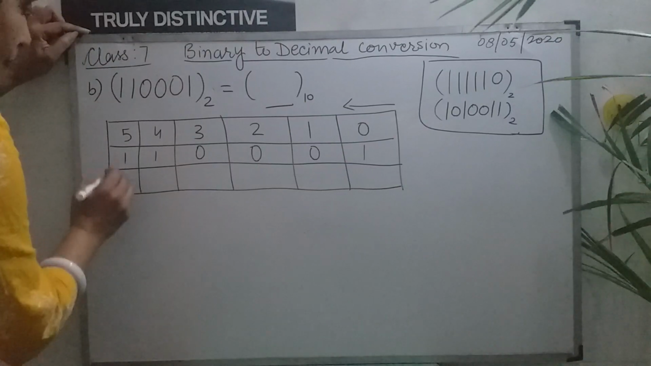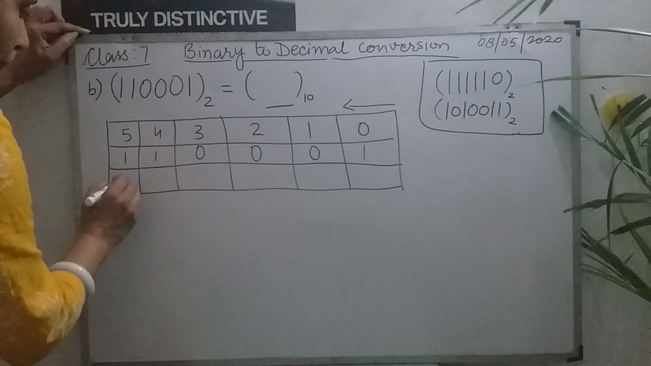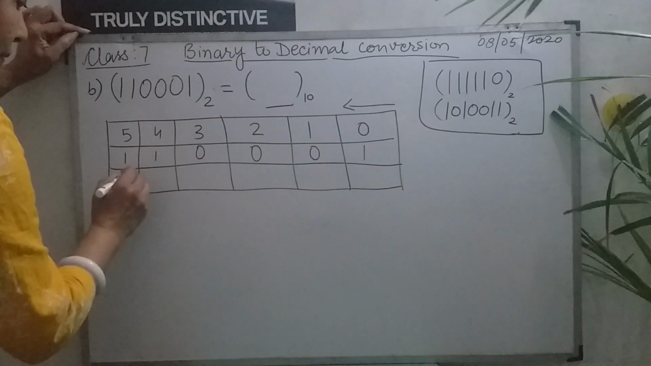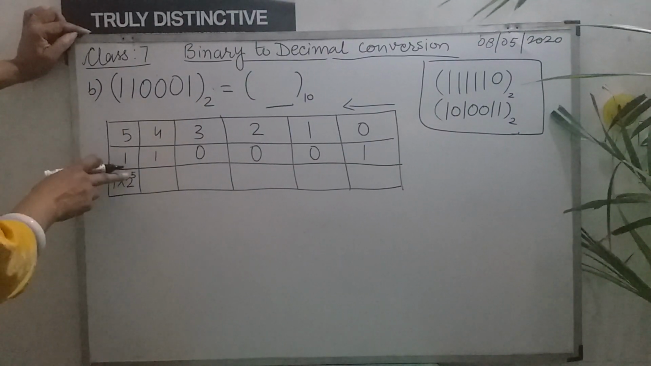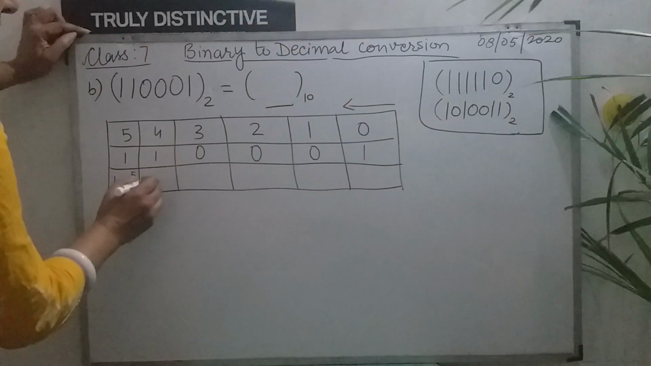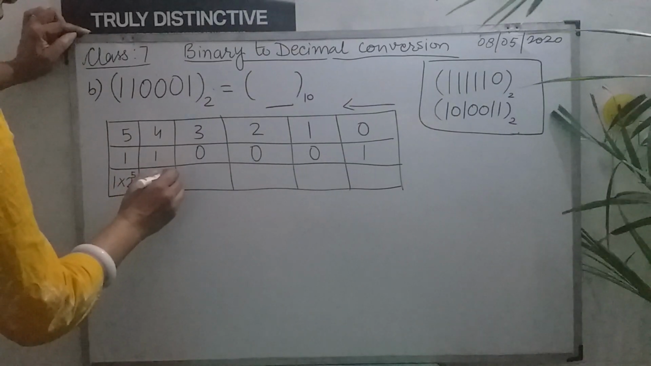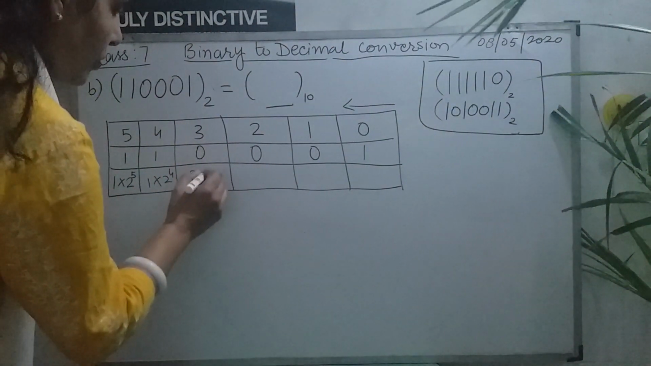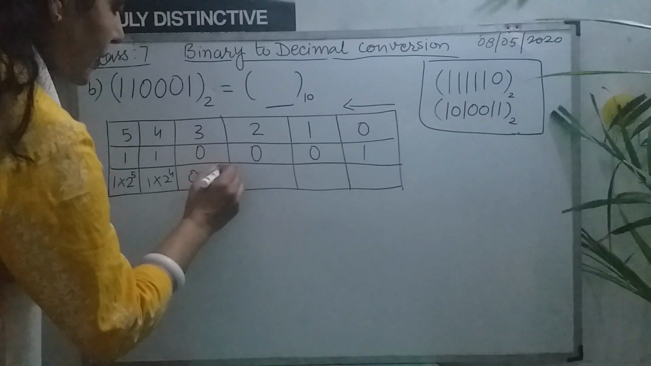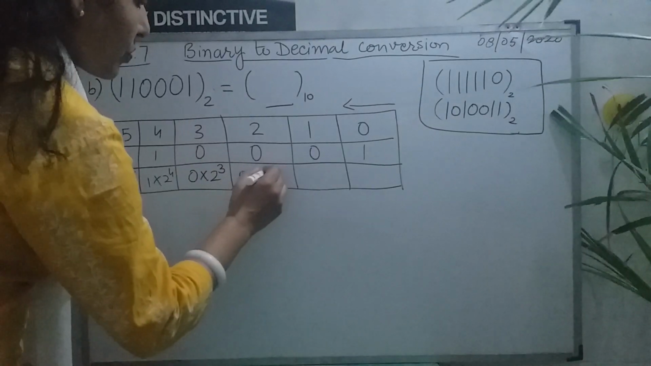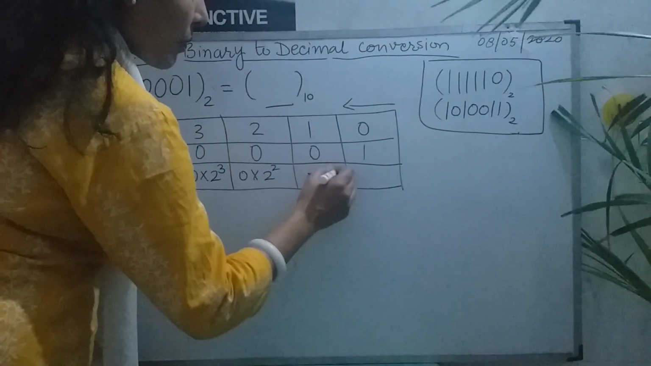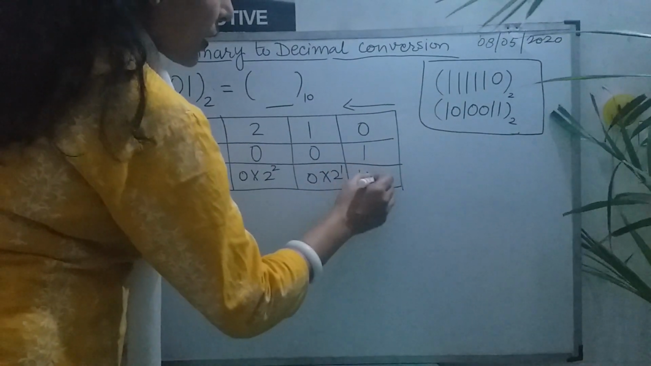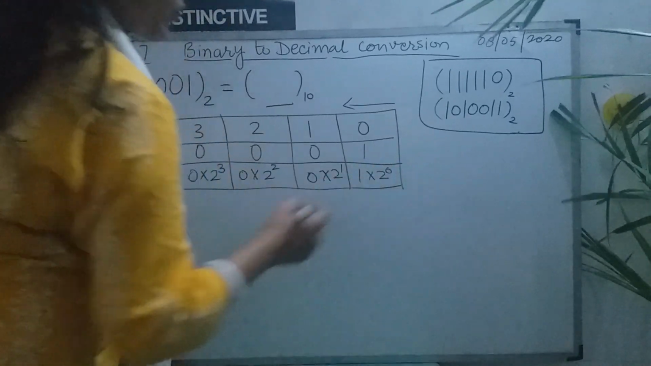Now we note down the number, multiply it by 2, and the power will be the column value. Whatever the value in the column numbering, that will be put as the power. 1 into 2 power 5, 1 into 2 power 4, 0 into 2 power 3, 0 into 2 power 2, 0 into 2 power 1, 1 into 2 power 0.